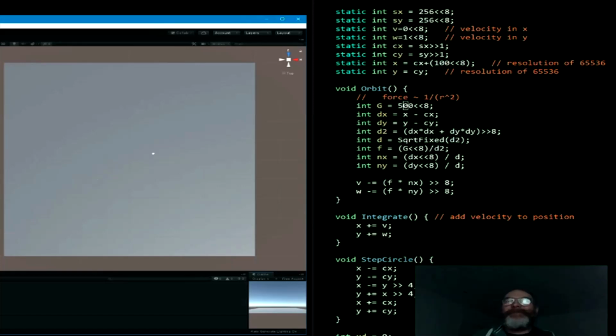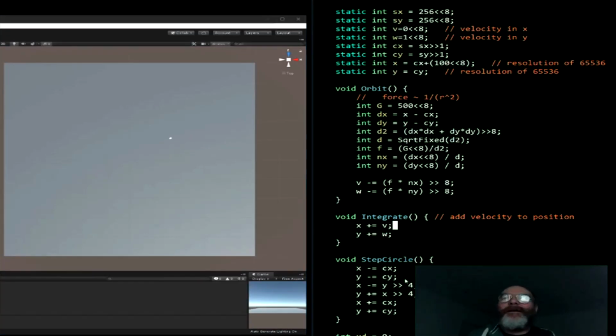Ha! I present to you an orbit in fixed point. You know the amazing thing? It worked first time. The only thing I was missing was getting the strength of gravity right. But in fact, the code is correct.